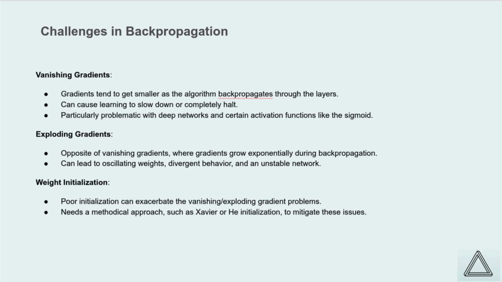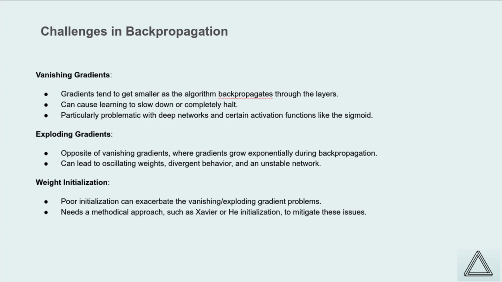Vanishing gradients. This occurs when the gradients become progressively smaller as the backpropagation algorithm moves from the output layer to the input layer. It's especially prevalent in deep networks with many layers. Certain activation functions, such as the sigmoid function, exacerbate this issue because their gradients can be very small. Consequently, weights in the earlier layers may receive minimal updates, leading to a significant slowdown in the training process or even complete stagnation.